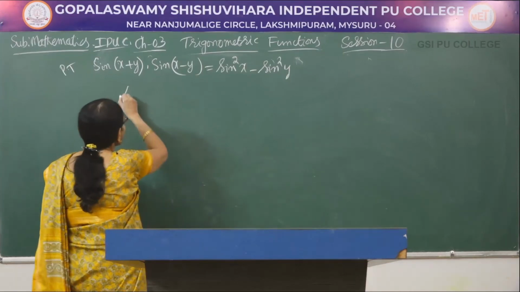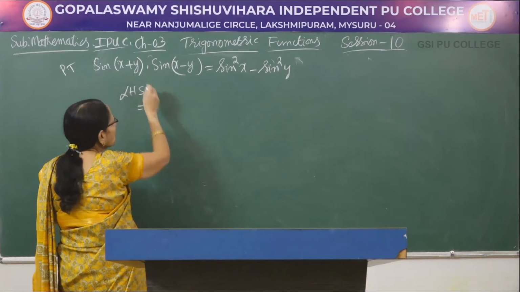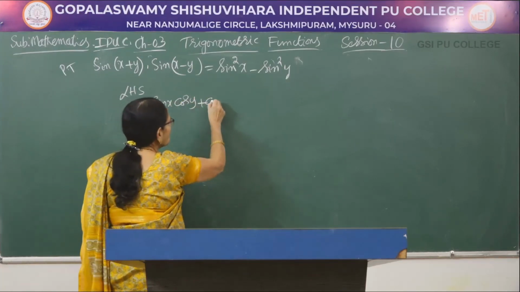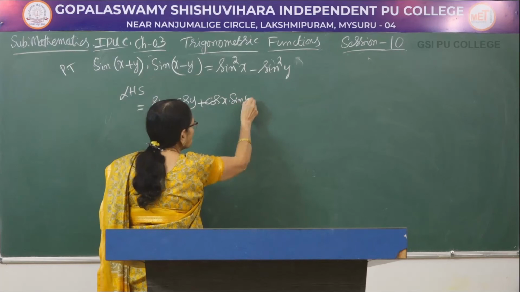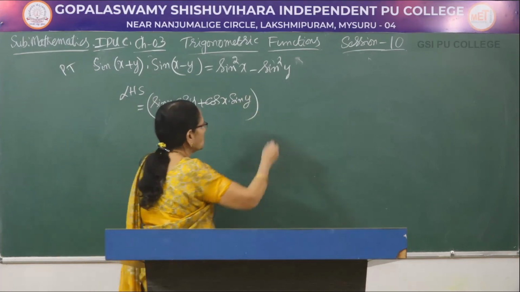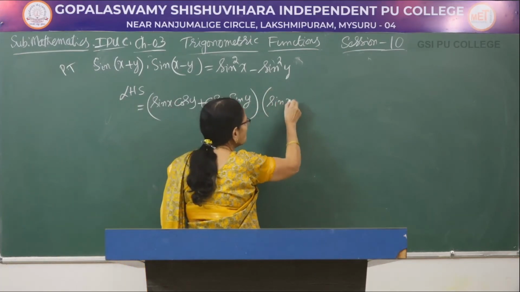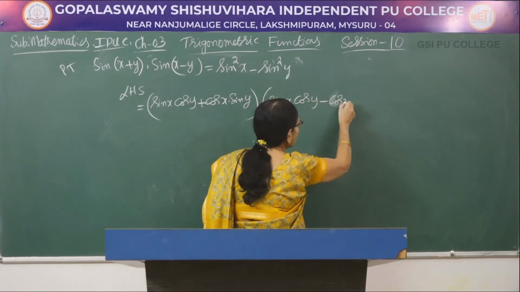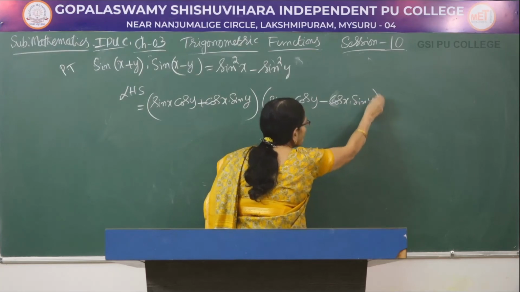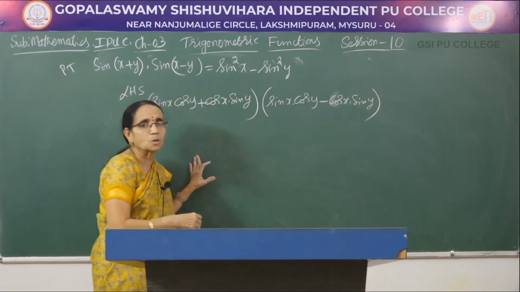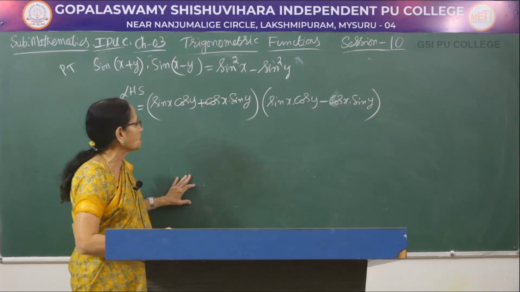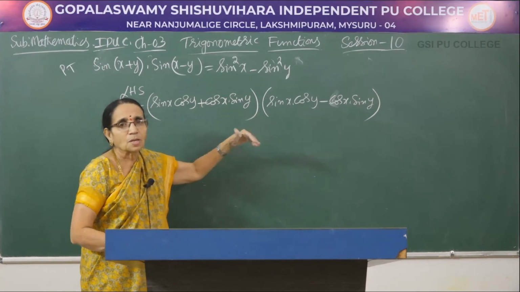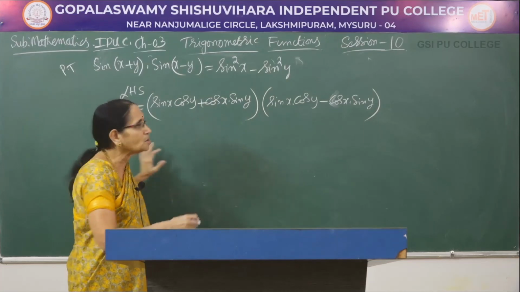Now, let me start with the left hand side and expand sin of x plus y. What are the terms here? Sin x into cos y plus cos x into sin y. Okay, one expansion, and the other is the same thing, only the sign is different. Sin x cos y minus cos x into sin y. Now, look at the terms inside the 2 brackets. You may remember your high school formula, it is of the form a plus b into a minus b. So, what is the answer? A square minus b square.